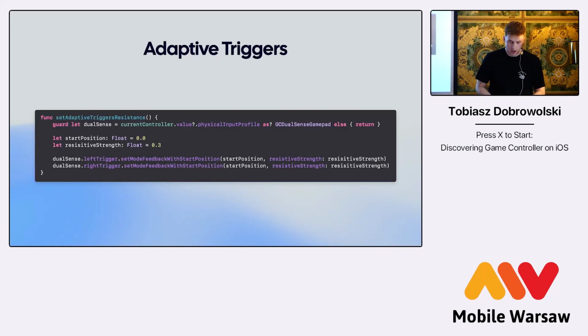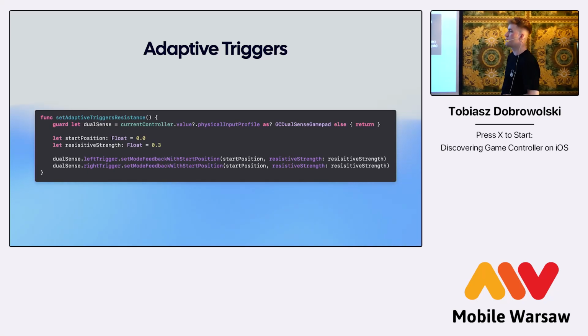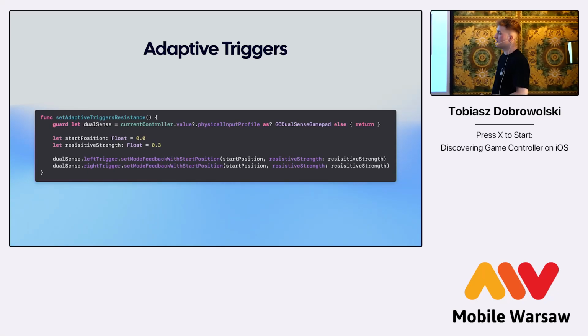Okay, so now adaptive triggers. This is something which is unique to the DualSense controller. As we earlier worked on the extended gamepad profile, we now have to use the DualSense gamepad profile, because to access the left trigger and right trigger adaptive settings, we have to use it on the DualSense. And as you can see in this code demo, I'm assigning left trigger and right trigger. I'm setting the mode feedback with start position, which is one of the options that you can use.